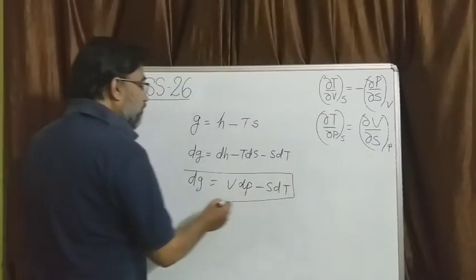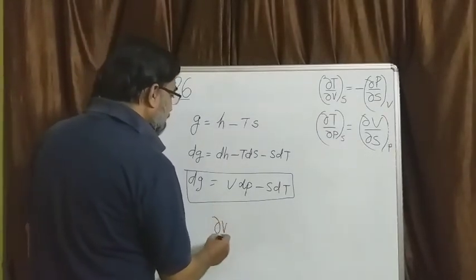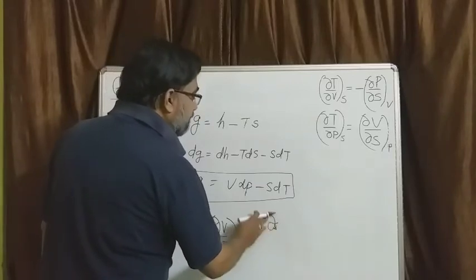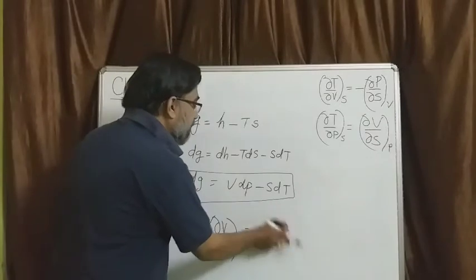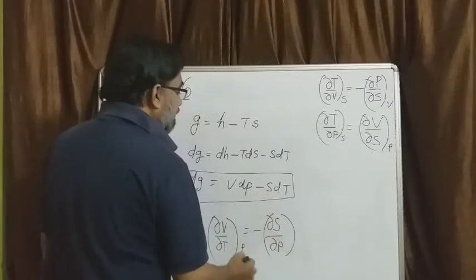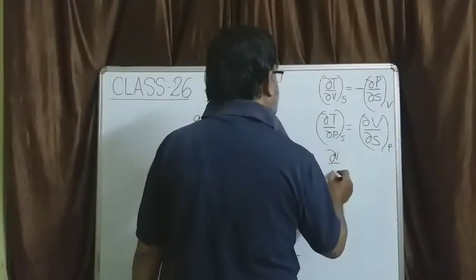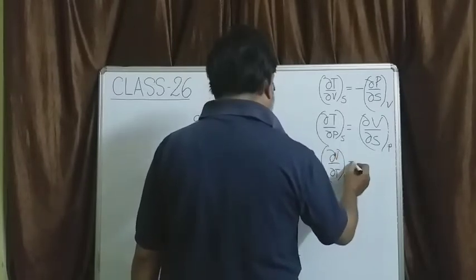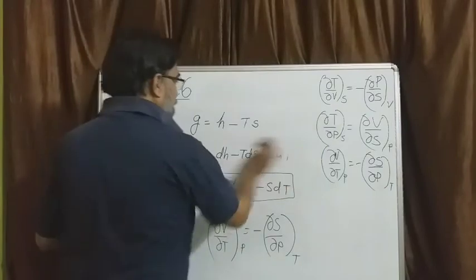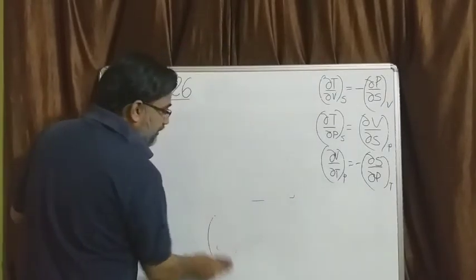Again this is in the form of dz is equal to Mdx plus Ndy. So from this we can write, del v del T at constant P is equal to minus del s del P at constant T. So as I told you, the third expression we got from the definition of the Gibbs function or Gibbs free energy.